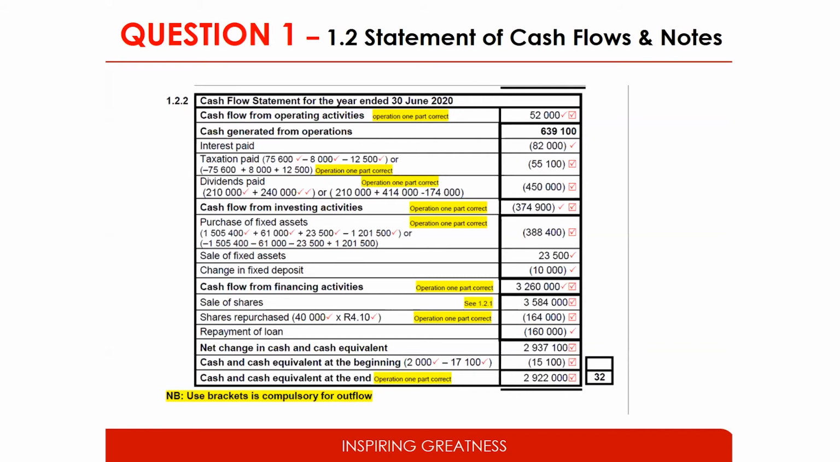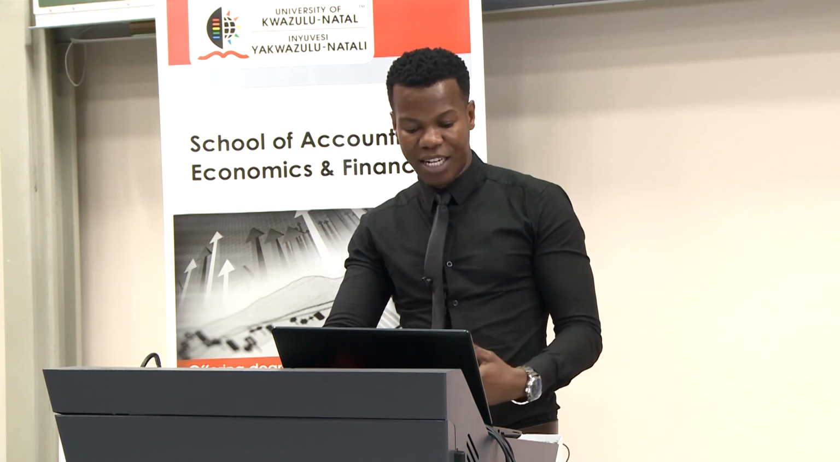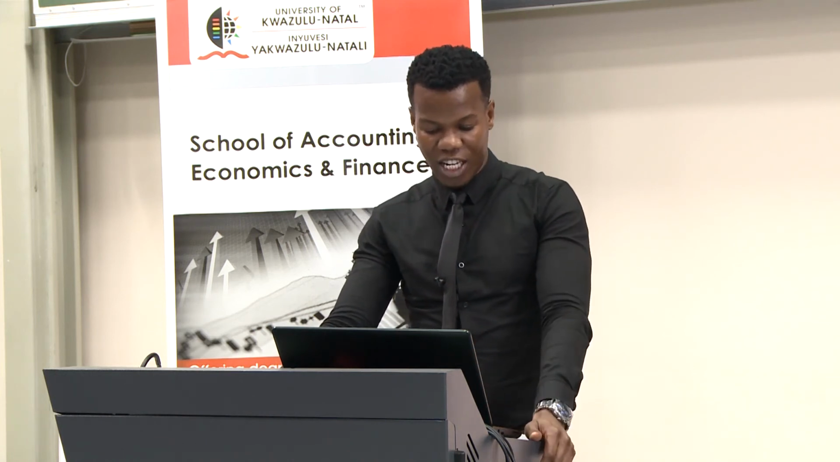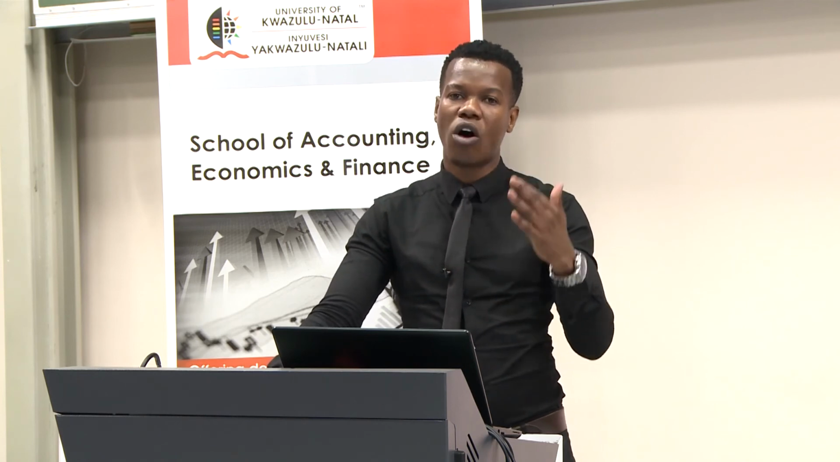And the next thing that you do is calculate as normal the cash and cash equivalent at the end of the period, which is 2,922,000. Now, that cash and cash equivalent at the end of the year is normally a point where people realize whether they've done something wrong, because from the extract in the balance sheet, the cash and cash equivalent at the end is given as 2,922,000. If you don't get that amount, it means that you would have gone wrong somewhere.